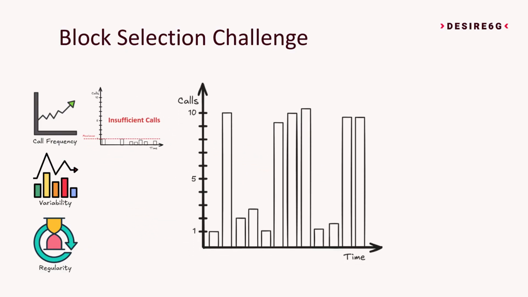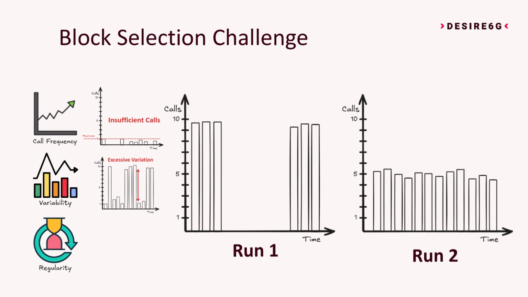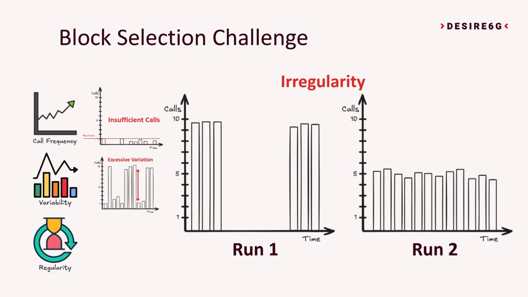Variability relates to the stability of that frequency. We want blocks with consistent behavior, not ones that run once, then suddenly 10 times in the same time window, or only at the very start or end of execution. Such blocks don't offer useful insights about ongoing performance. Regularity means the block should be consistently executed across multiple runs. This allows us to compare results reliably and detect meaningful performance changes.